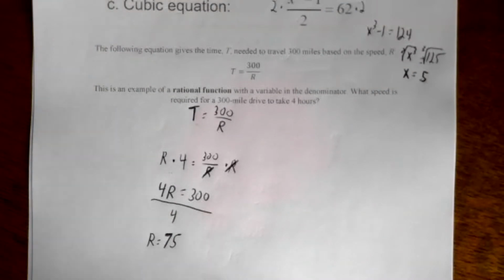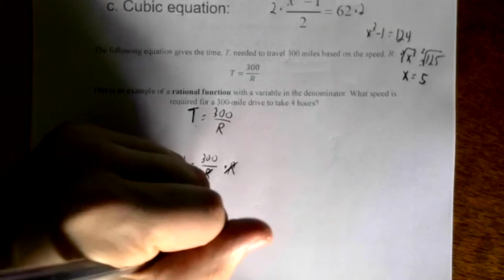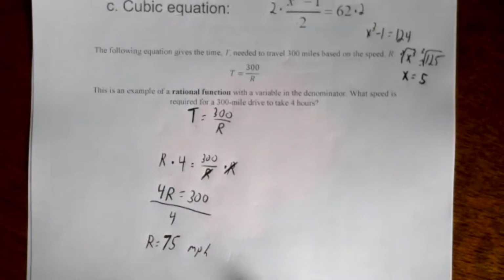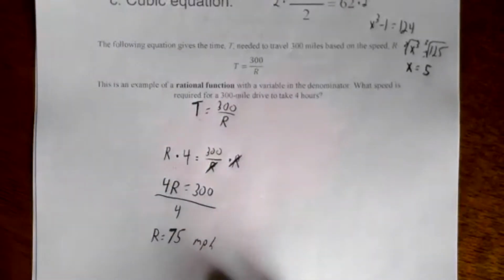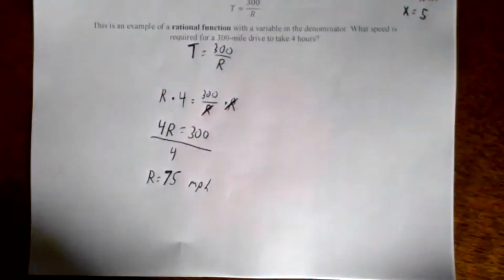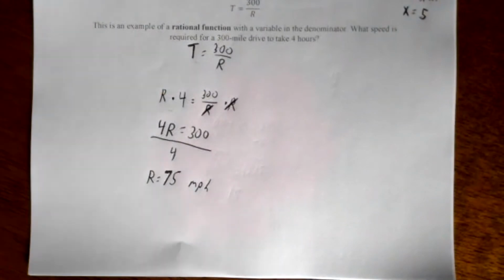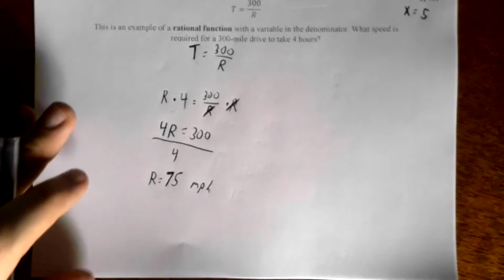So what we're saying is that it took them 75, we'll say miles per hour. I don't think it gives it. But their rate rather is 75 miles per hour, right? So they're just going down on a highway at a consistent 75 miles an hour. Okay, questions on this one or on this page?